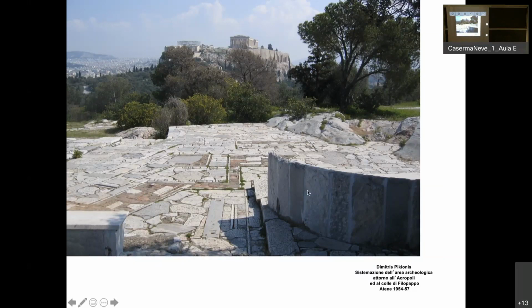So here we see one of the points on the path on this Colle di Filopappo, this hill of Filopappo in front of the Acropolis, opening in some wider areas that are meant to stop and to enjoy the view of the Acropolis. It's something that is in constant dialogue with the landscape around.